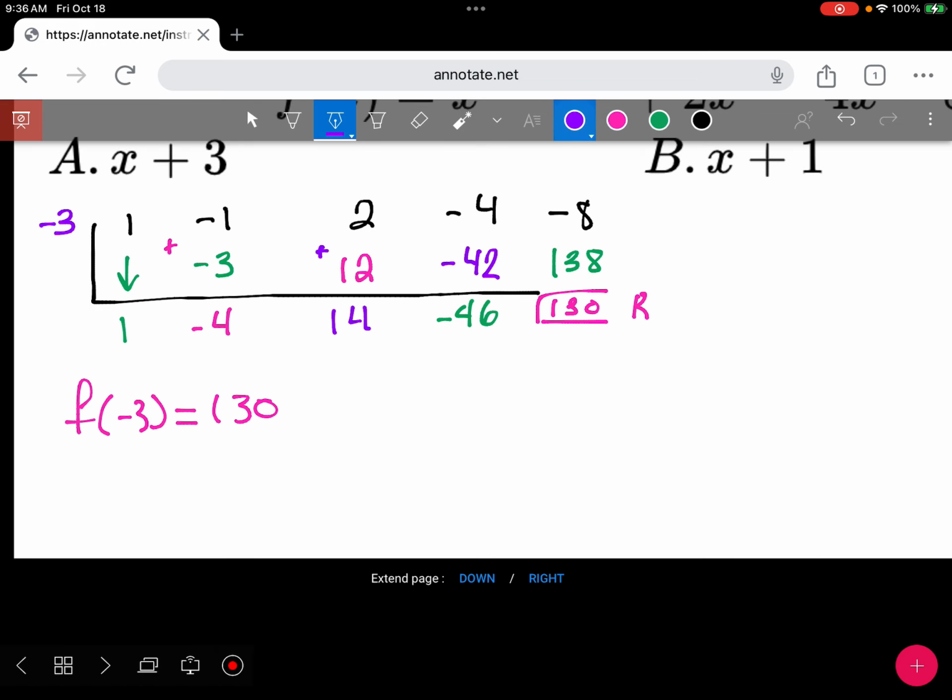What would our quotient be here? How would we write q of x? It's 1 degree less, so it's going to be an x cubed minus 4x squared plus 14x minus 46. So we could find that quotient. Those coefficients are coming from right here.